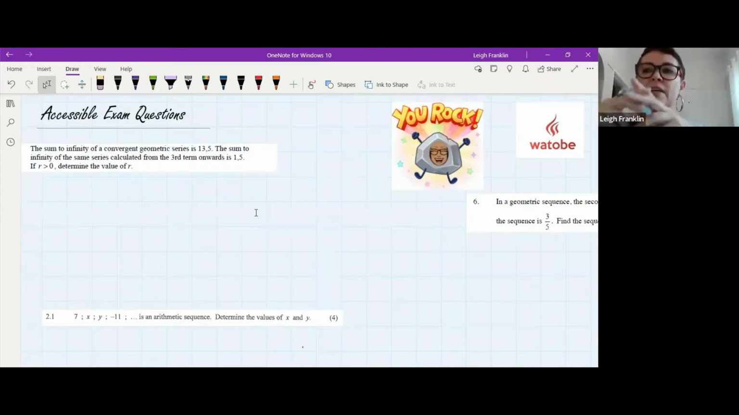When they've given us two pieces of information and they've told us to calculate the value of something, what method do you think they want us to use? How do you think they want us to do this? What are we looking to use in order to solve this problem, first of all? Anybody got any ideas?